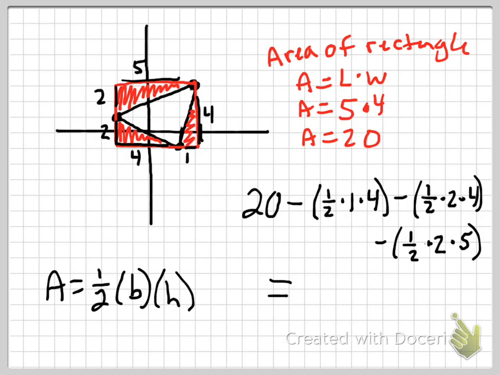If you're typing this in your calculator, though, where it's 1/2, I would probably just use 0.5. It's easier to type in your calculator than 1/2. So 20 minus, and I'm going to put those in parentheses just like I have right there. So I'm doing 0.5 instead of 1/2 times 1 times 4, and in my parentheses, subtraction. Again, 0.5 times 2 times 4, and minus in parentheses my last one, which is 0.5 times 2 times 5, which is going to give me an area of 9 units squared.